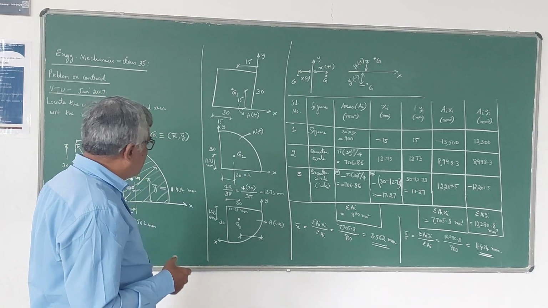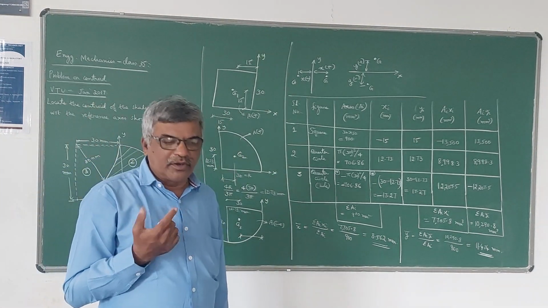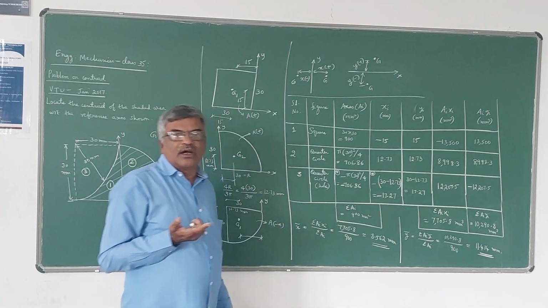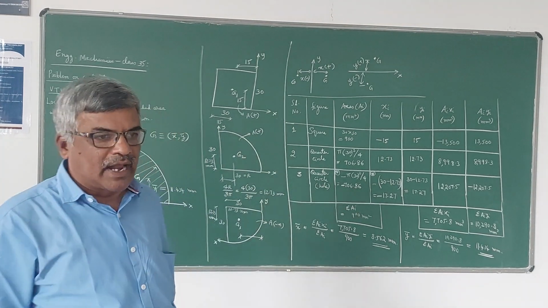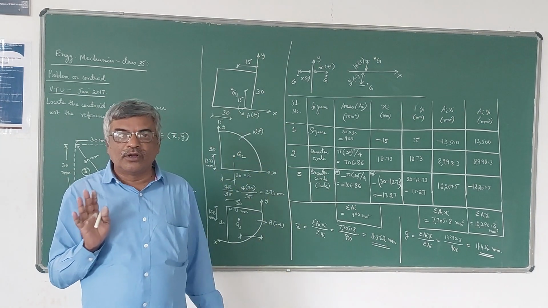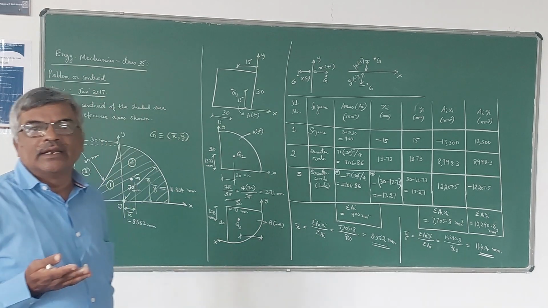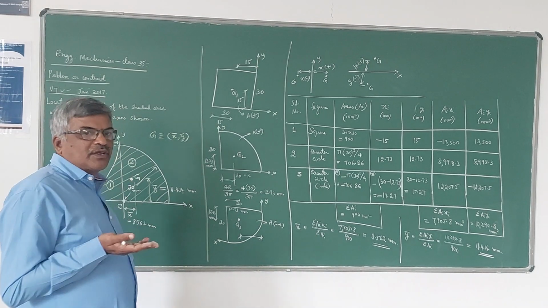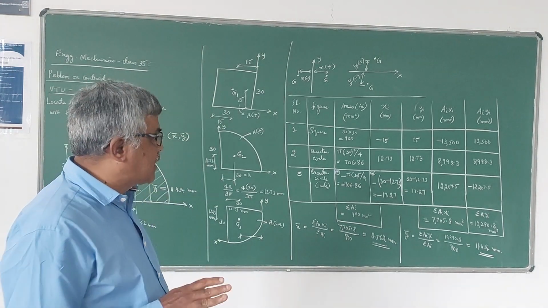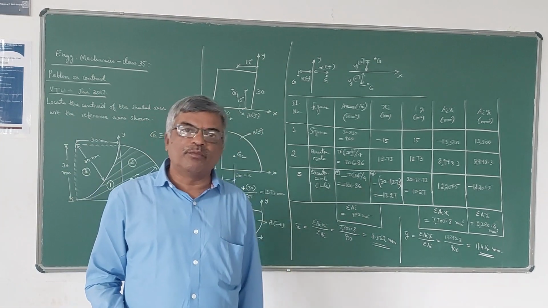You should know where the centroids of the simple sections lie. So the standard formulas you have to remember. In the case of a semicircle or quarter circle, the centroid lies at a distance of 4r by 3 pi from the diametral axis. That is very important. For simple sections like triangle, semicircle, quarter circle, rectangle and circle, the centroid is known. Knowing those centroids, we can find the coordinates of the centroids of composite sections.